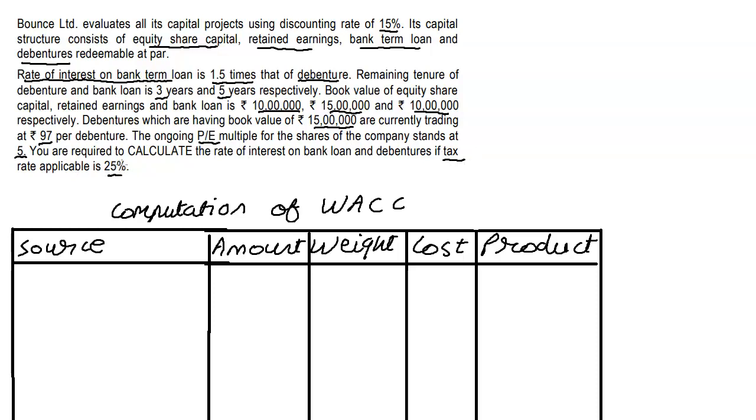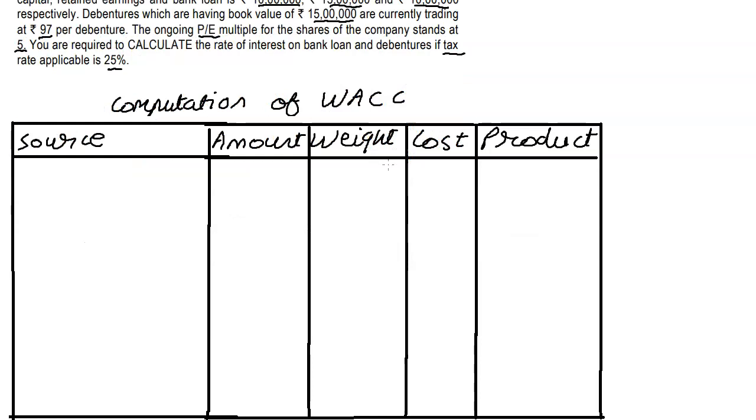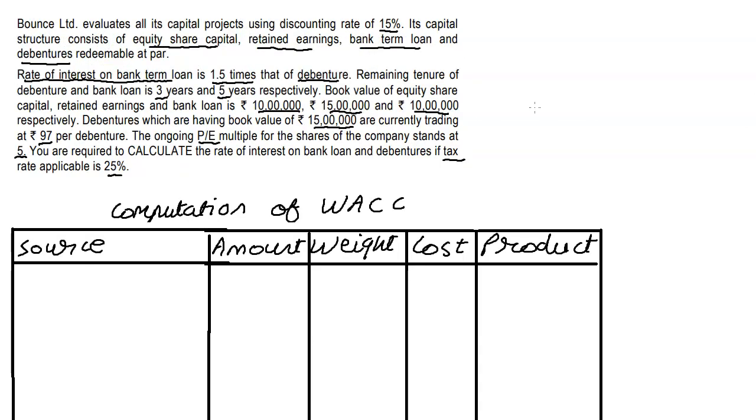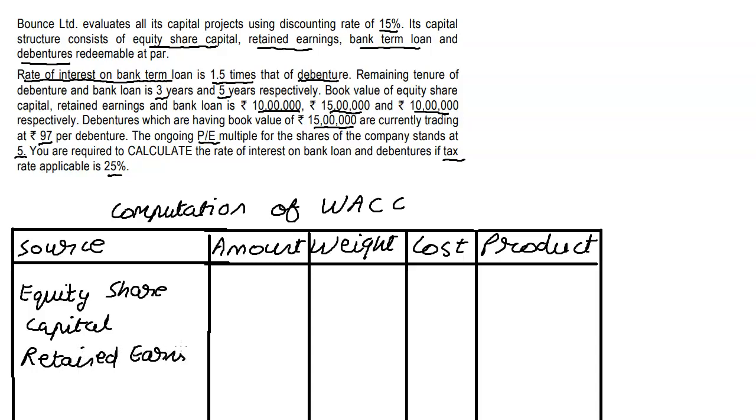Now, this is a sum involving weighted average cost of capital. I've already drawn the table, the basic structure for the format. We are going to fill up this table as much as possible, and then look for the missing numbers. We have been given the sources of capital: equity share capital, retained earnings, which you can also write as reserves and surplus, then bank term loan and debentures.